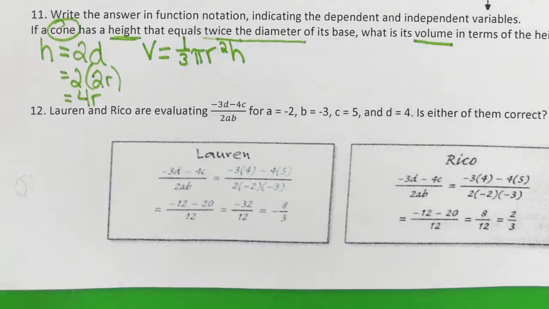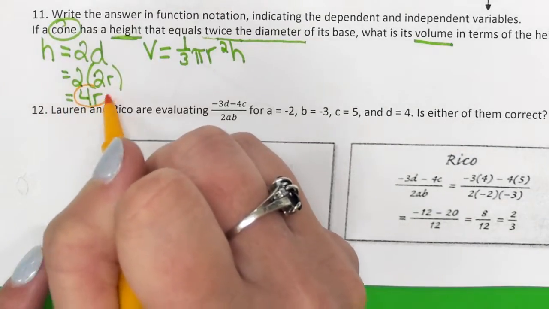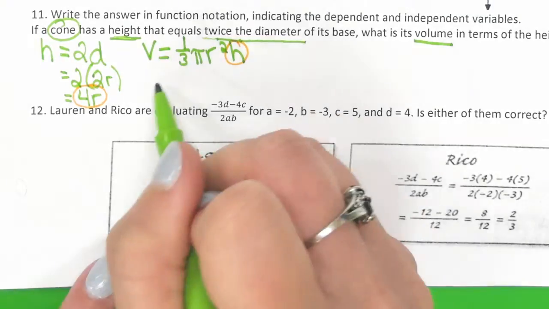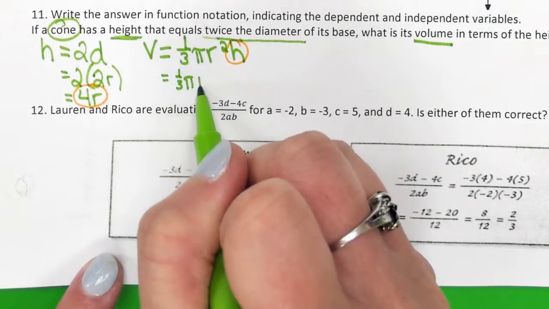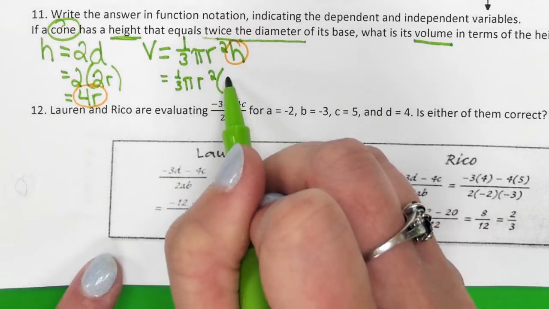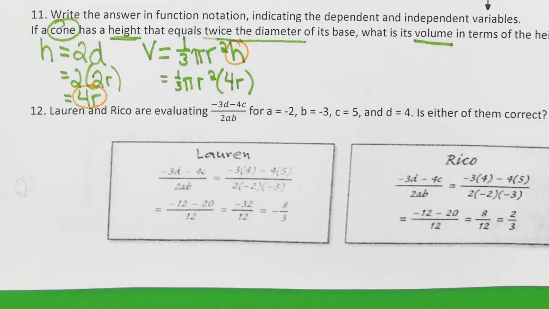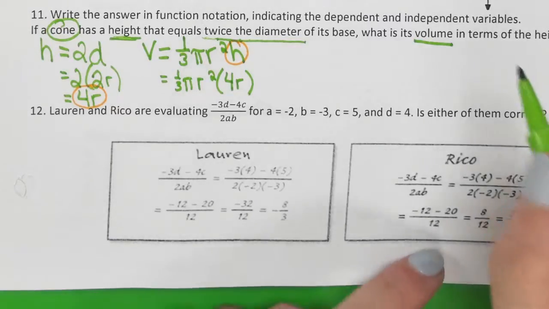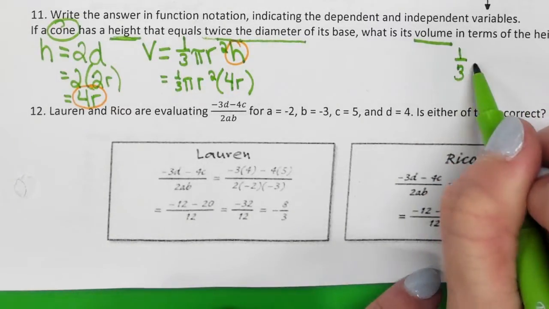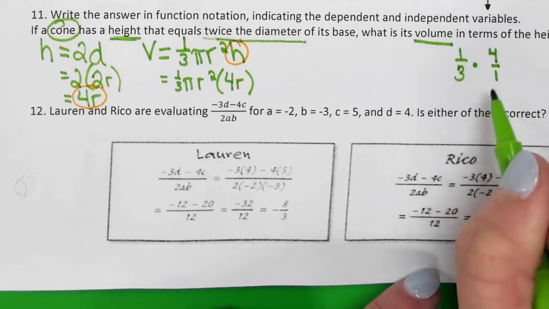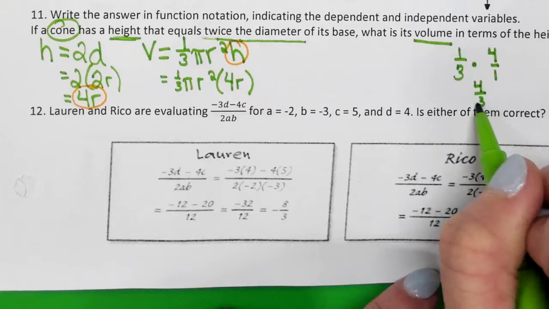All right, here we go. We're going to plug in. We're going to plug this in for h, right? All right, so you got 1/3 pi r squared, and I'm not going to put h. I'm going to put 4r. Yep. All right, what about your numbers? What numbers do I have? 1/3, and what else? And how much? 4. How do you make 4 a fraction? So what? Multiply those. What do you get? 4/3. Yep.